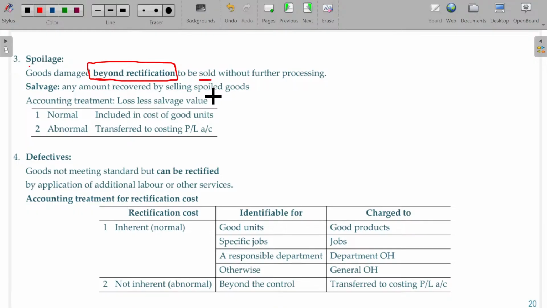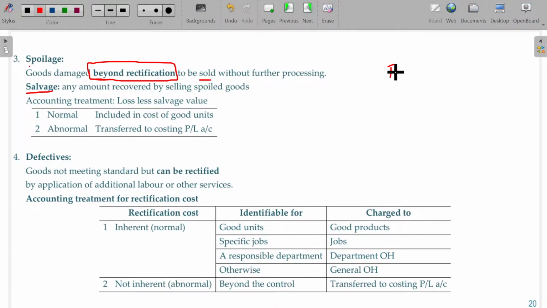So, sold without further processing. If there is any chance to sell as it is, you can sell. Salvage value: any amount recoverable from selling the spoiled goods will be called salvage value. Accounting: loss less salvage value.